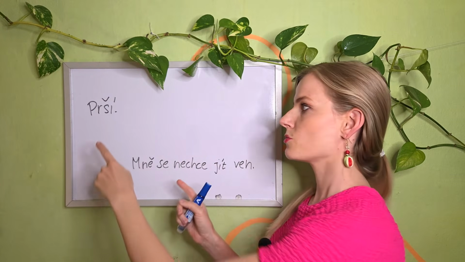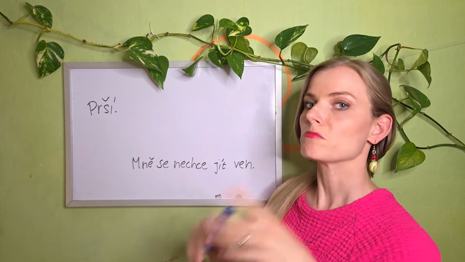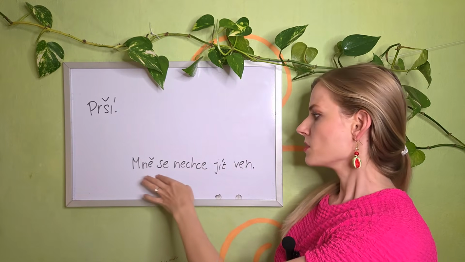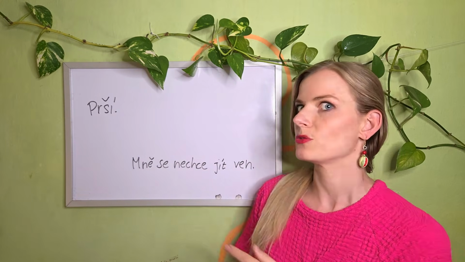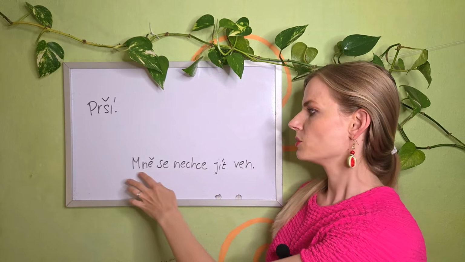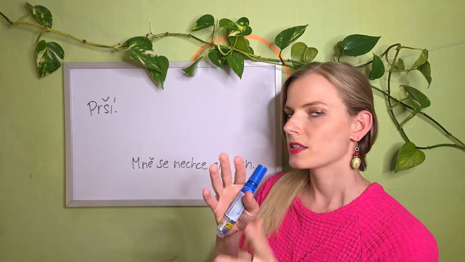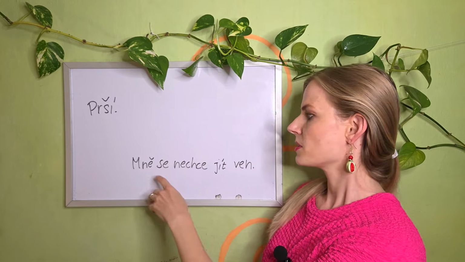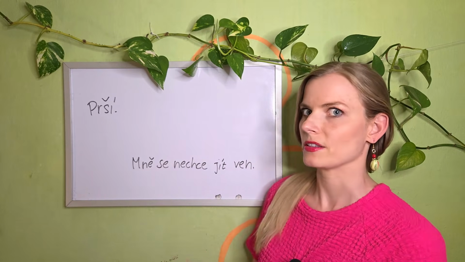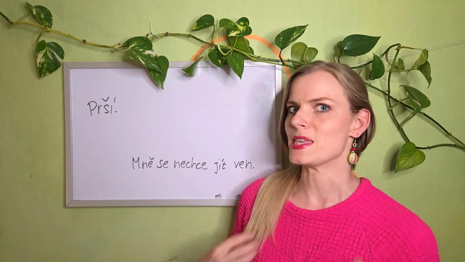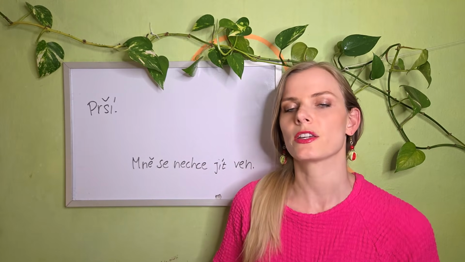So I wrote these two statements. Prší, it's raining. Mně se nechce jít ven. I don't feel like going out. I wrote mně specifically in this form. I could also say nechce se mi jít ven, but this one will work better in this case. You emphasize mně, and I don't feel like going out.